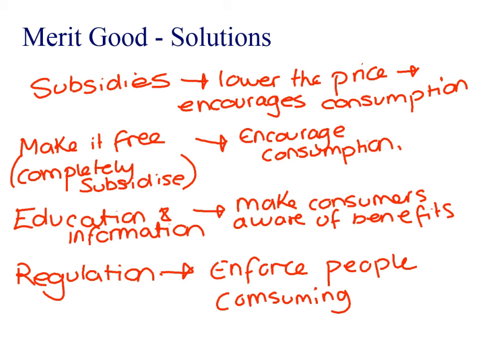We could provide education and information, so make people aware of the benefits. So the Change for Life government scheme at the moment, with the TV adverts about getting your 5 a day and those types of things. Or we could use regulation. We could just say, you know what, you have to consume this product. Enforcing people to consume is only used in quite specific cases. We can't force people to eat 5 a day, but we do force people to go to school, so that would be an example of that.